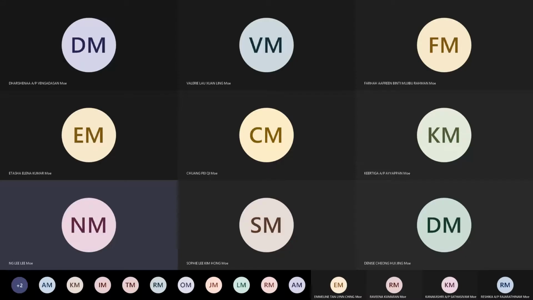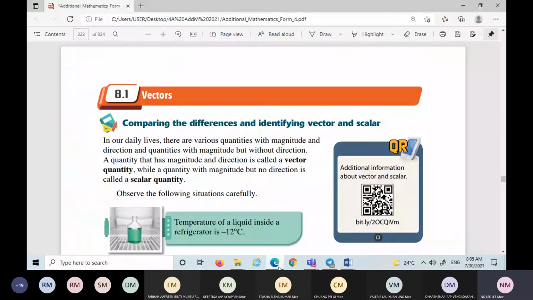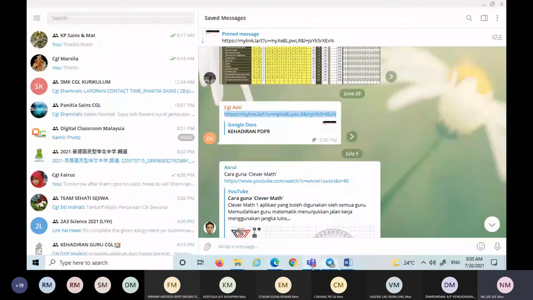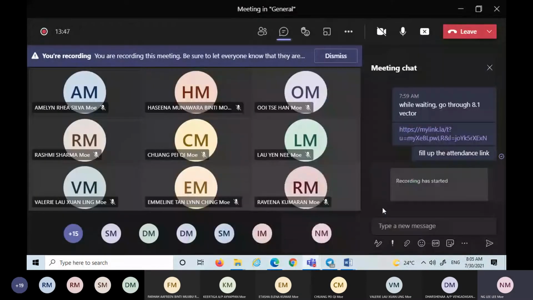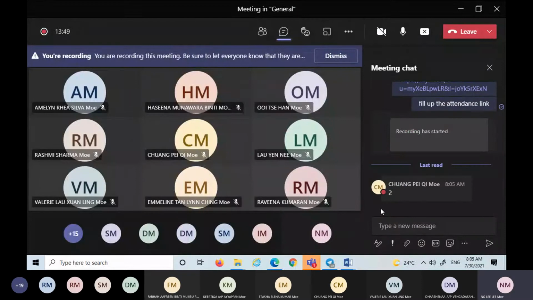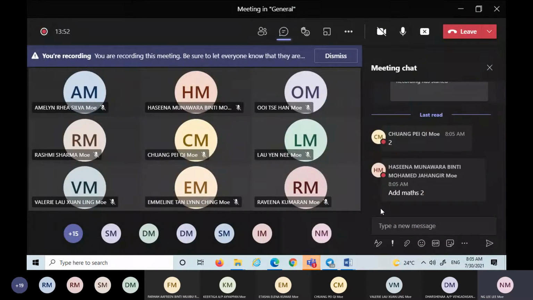Vectors? Which book are you using for the coordinate geometry? Book 2. How many books do we have? 3 books, right?